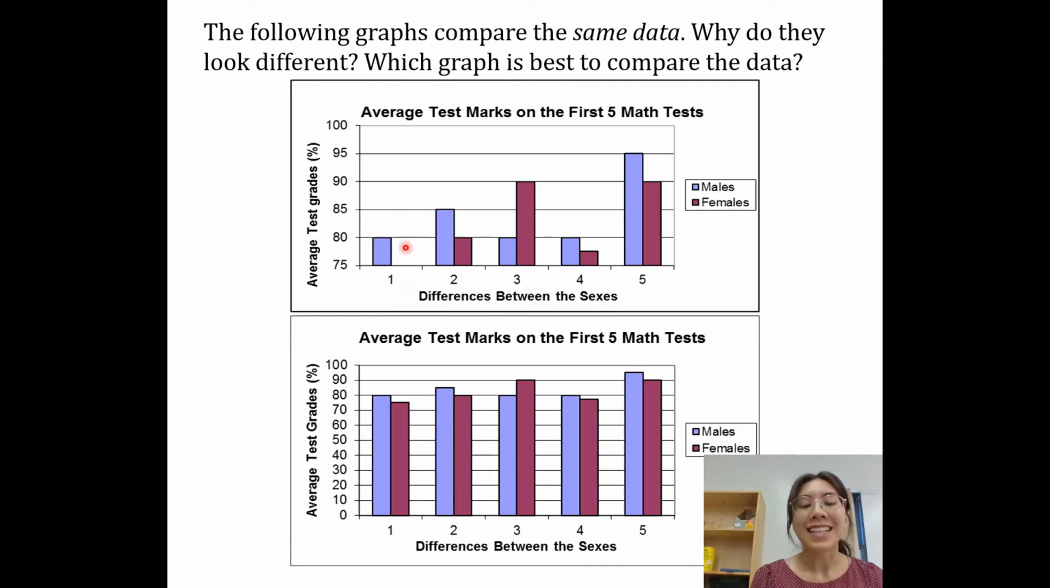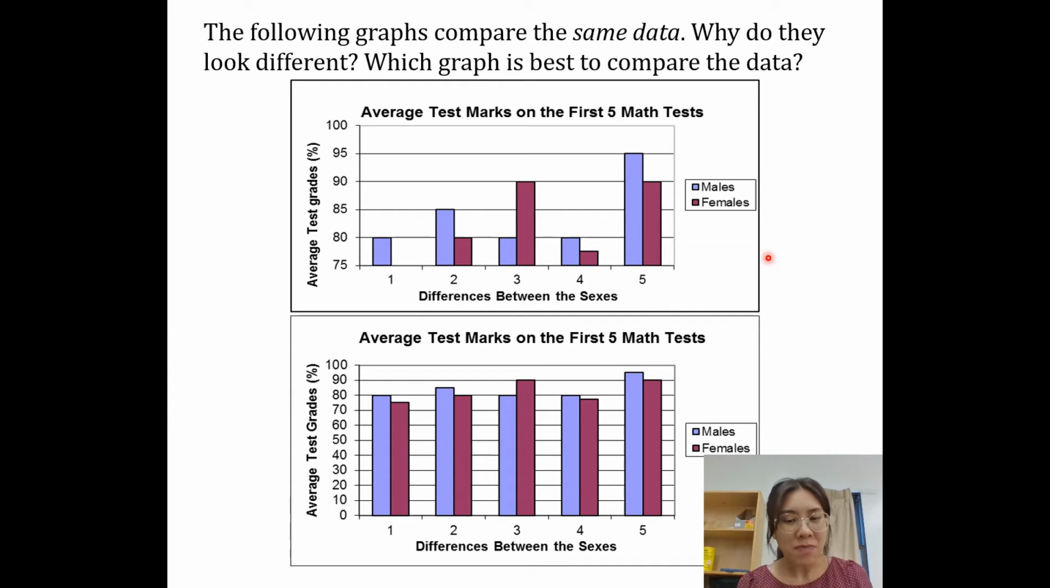For example, we look at test number 1. In test number 1, we see a score for males. Now for females, there is no bar that is visible. Now what could that mean? Could it mean that the females just did absolutely horrible and got 0, or did no females write test number 1 at all? And then you continue to look and you look at test 3 and you think, wow, the females did really well compared to the males.